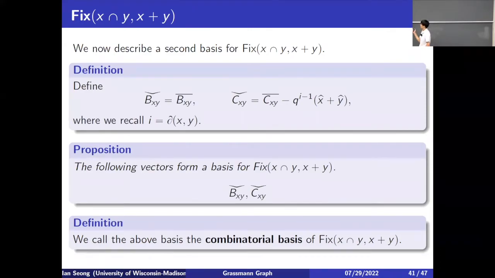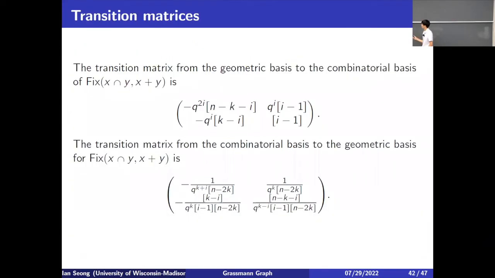Okay, so knowing these checks, we can come up with the following proposition saying that we have a basis for fixed x intersect y and x plus y, and they are bxy check and cxy check. And we're going to call this basis the combinatorial basis of fixed x intersect y and x plus y. So now that we have two bases, we know what's coming up next. We have to come up with a transition matrix.